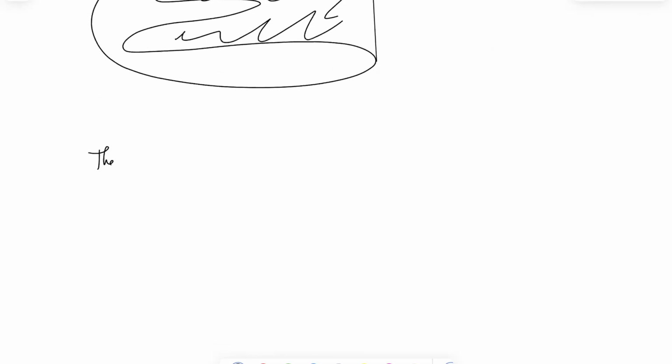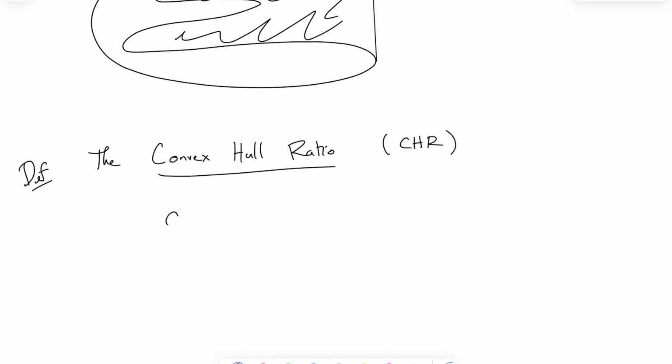So this is called the convex hull ratio, which I already said a couple times. I'm going to write CHR, convex hull ratio. What is the definition? I'm telling you, this is the definition. The convex hull ratio, it's a number, and it is the area of the original shape divided by the area of the convex hull. All right, that fraction is called the convex hull ratio. The area of the original shape divided by the area of the convex hull.